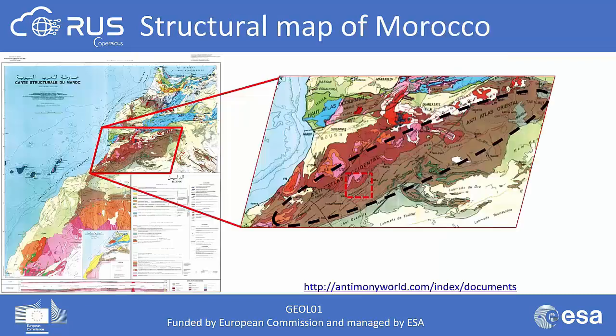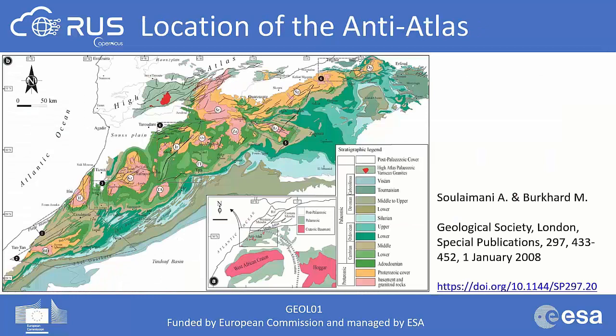In this slide, we see a structural map of Morocco with a focus over the Anti-Atlas Mountains, which was published in 1982. In order to create it, 6 geological, structural, and tectonic maps from 1952 to 1968 were combined. Here we have a picture of another study focusing on the stratigraphy of the Anti-Atlas, where in pink we can see the cratonic basement, which is the oldest continental lithosphere, and the granitoid rocks.